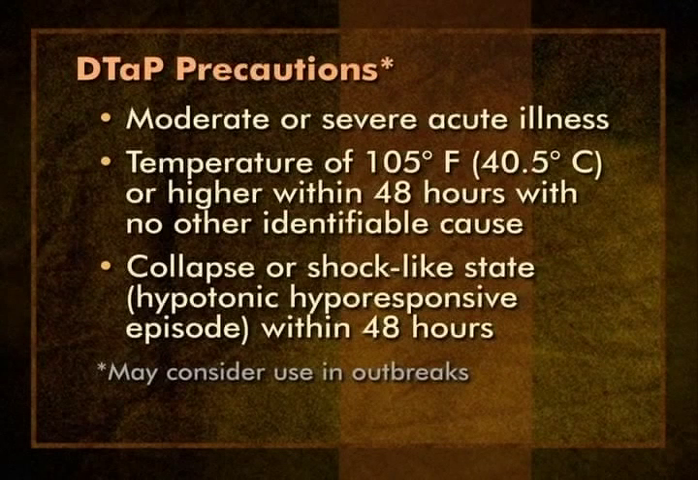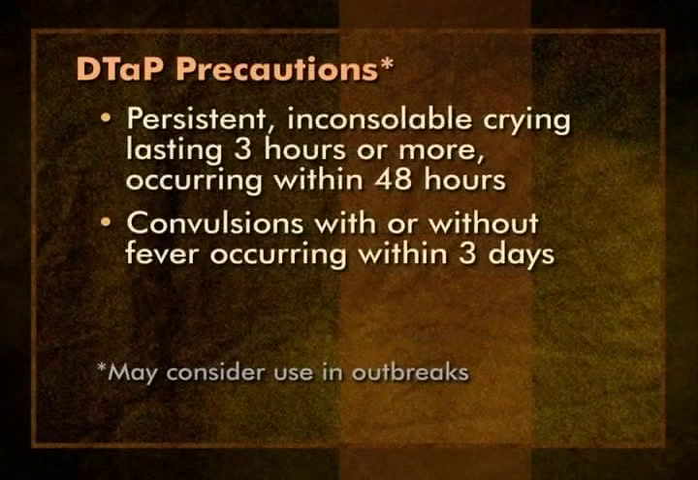Here are the precautions for DTaP. As with all other vaccines, moderate or severe acute illness is a precaution, and vaccination should be deferred until the acute condition improves. If any of the next four events occur following pertussis vaccination, then additional doses generally should not be given. Temperature of 105 degrees Fahrenheit or higher, that is 40.5 degrees Celsius or higher, within 48 hours with no other identifiable cause. Collapse or shock-like state, also known as a hypotonic hyporesponsive episode, within 48 hours. Persistent, inconsolable crying lasting 3 hours or more, occurring within 48 hours. And convulsions with or without fever occurring within 3 days.